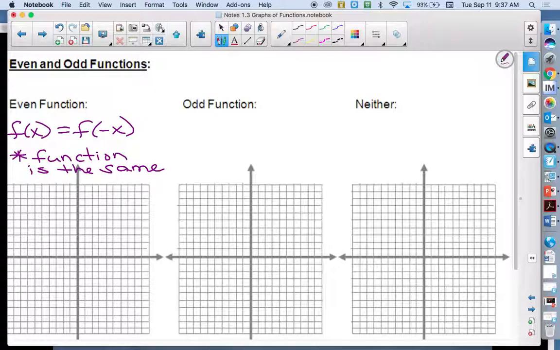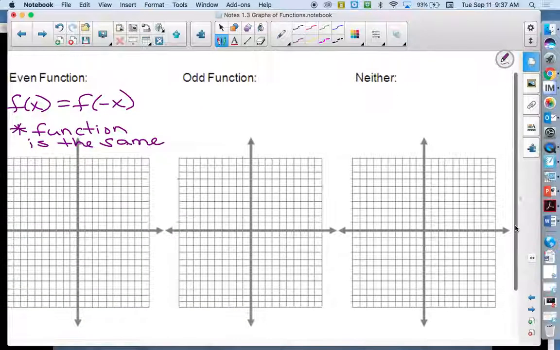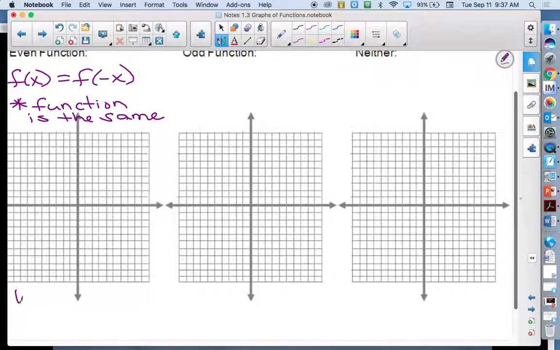Every even function has y-axis symmetry, and that's why the graph is on here. So if my function is symmetrical, and I'm just drawing a picture, I'm not going to plot points, but if it's symmetrical about the y-axis, it's also called an even function. So if it has y-axis symmetry, it's an even function. If I perform this test by making the x's negative and it goes back to my original function, then it's also an even function. So we can look at it graphically, we can look at it algebraically.